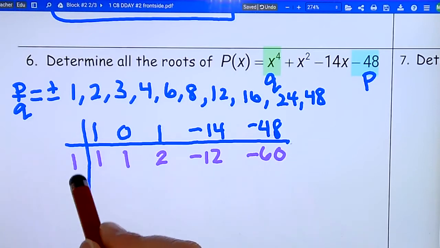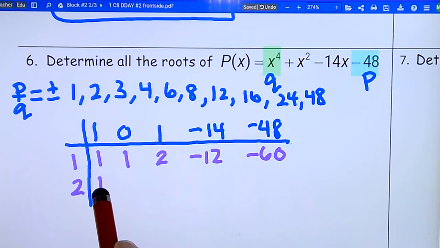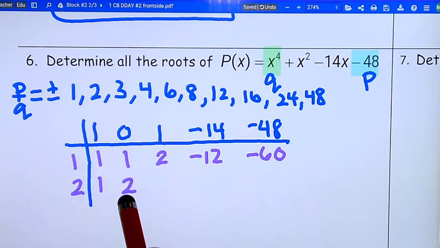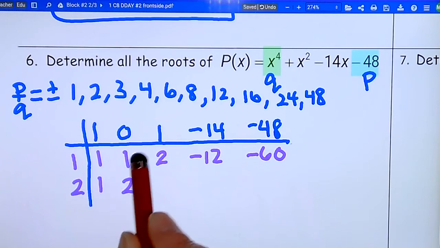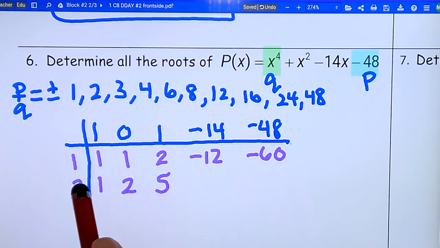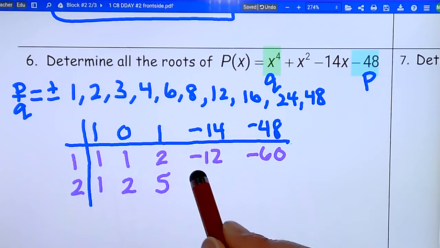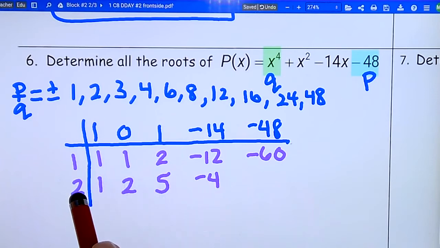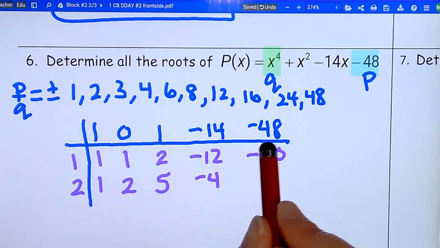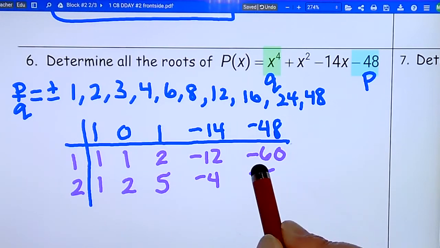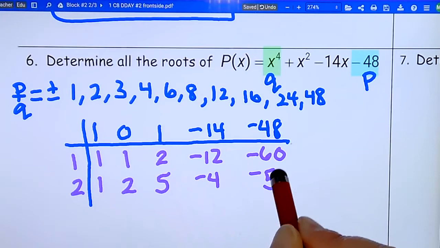Okay, let's try 2. Bring down my 1. 2 times 1 is 2. I add it to 0, I get 2. 2 times 2 is 4, plus 1 is 5. 5 times 2 is 10, plus a negative 14 is a negative 4. Negative 4 times 2 is negative 8, plus a negative 48 is negative 56.